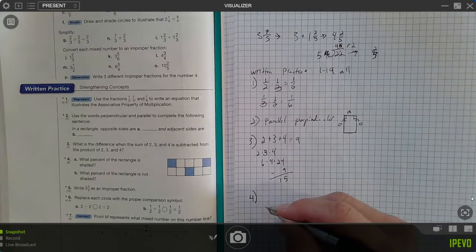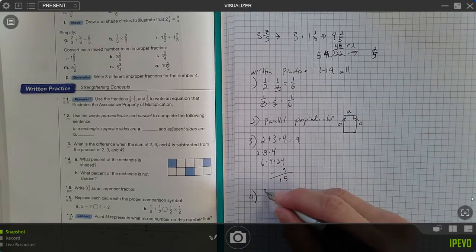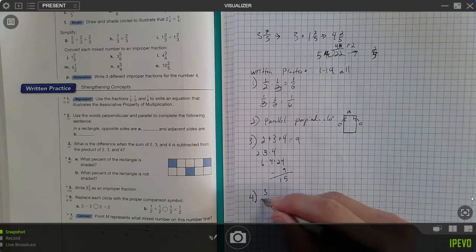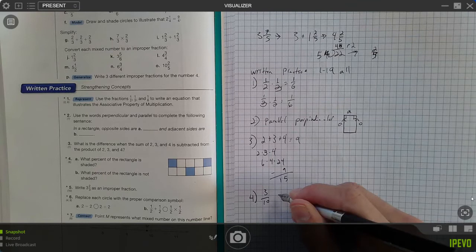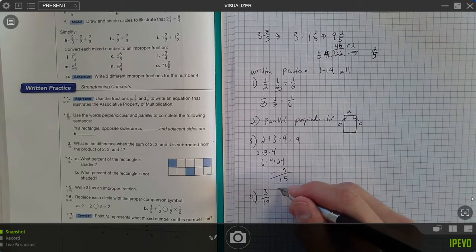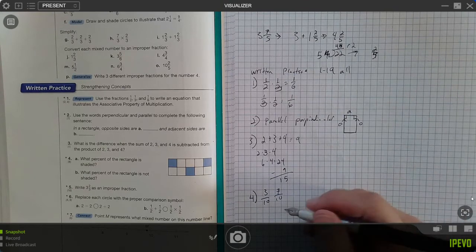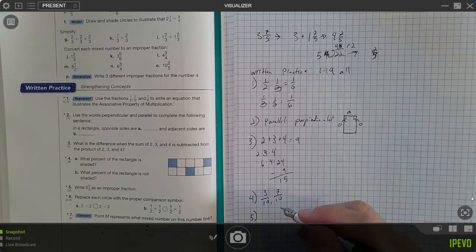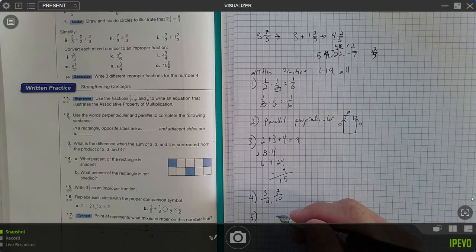What percentage of the rectangle is shaded? Well, there's 3 shaded bits, but how many total bits are there? It looks like 10. How many unshaded? Well, the remainder, right? 10 minus 3.